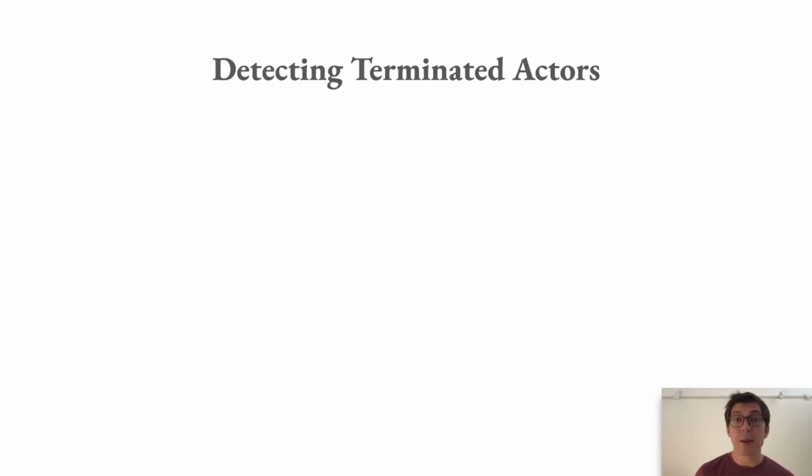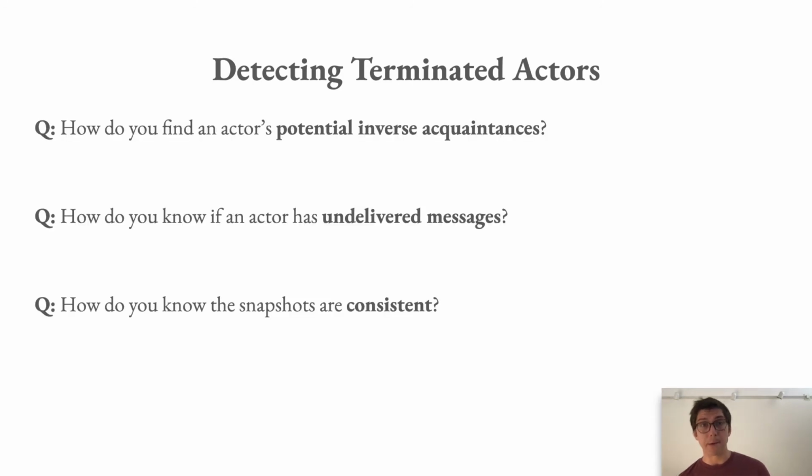So how can the snapshot aggregator tell whether an actor is terminated? Well, let's break it down. First, the aggregator needs the ability to find any actor's potential inverse acquaintances. Then it can find the potential inverse acquaintances of those potential inverse acquaintances and so on, and that lets it find all the actors that can potentially reach a given actor.